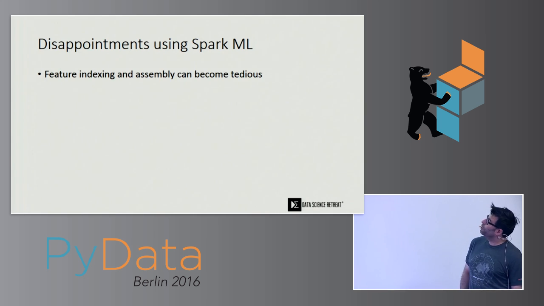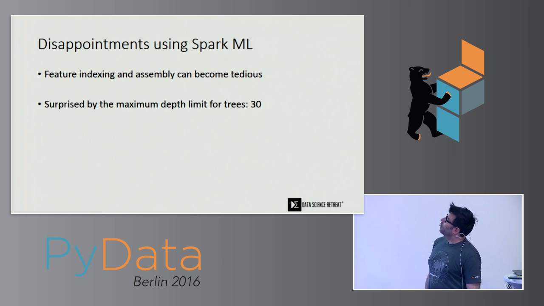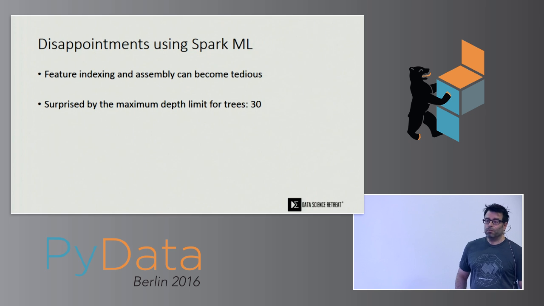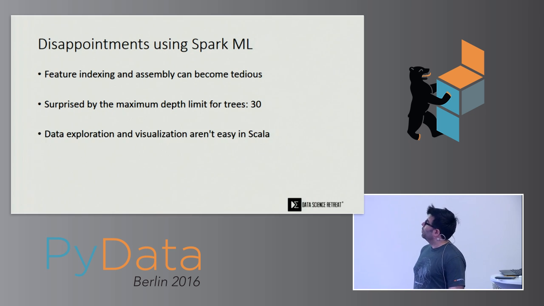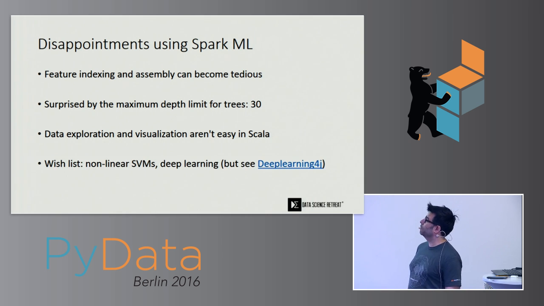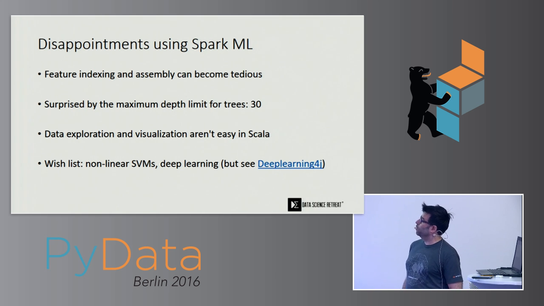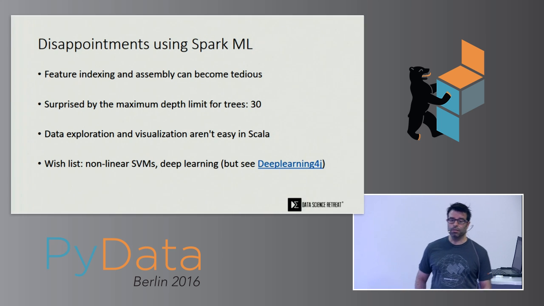Disappointments: feature indexing is a pain, this assembly thing. Maximum depth of trees is 30 for whatever reason. You don't have matplotlib or anything nice to plot, really. People use D3. There are some things missing, like nonlinear SVMs, and deep learning is not there natively, but there is this library called Deeplearning4J that plugs in on top of the entire ecosystem.